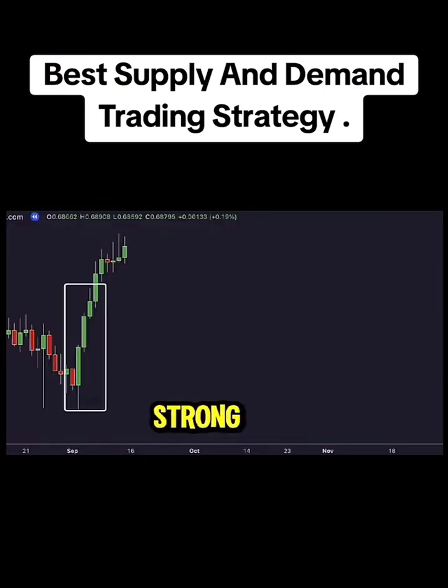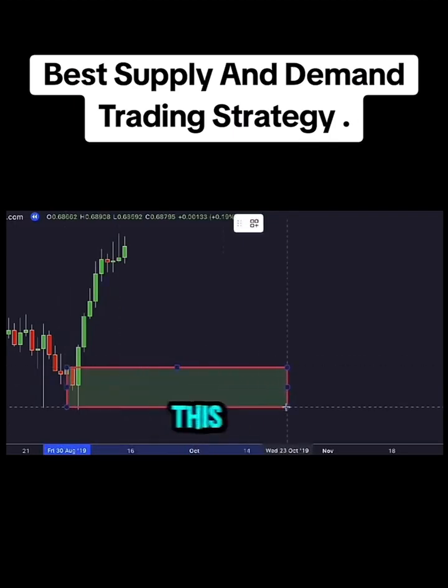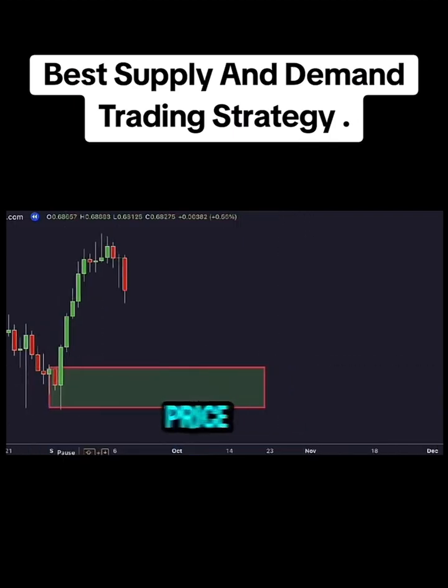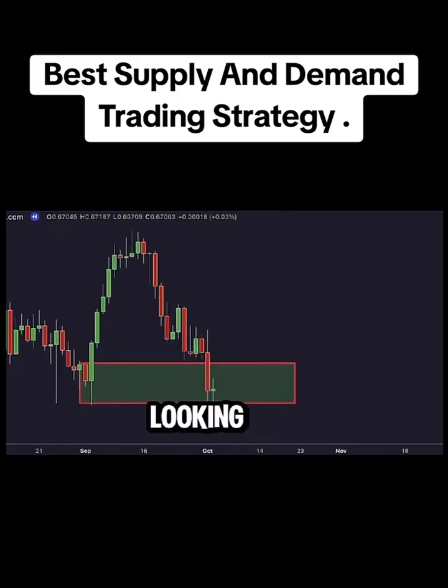Imagine you see 3 strong green candles forming in a row, signaling a demand zone. To find where this buying pressure started, look at the previous red candle. Draw a box around this candle to create your demand zone. Now, when the price returns to this zone, that's when you start looking for buying opportunities.